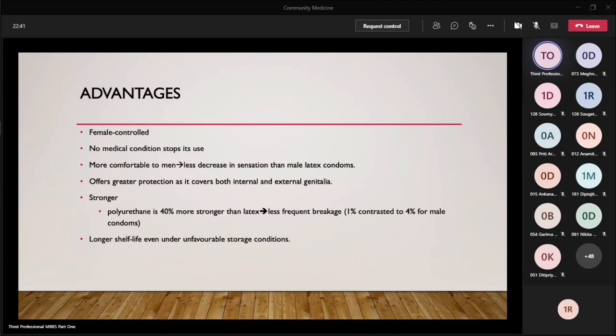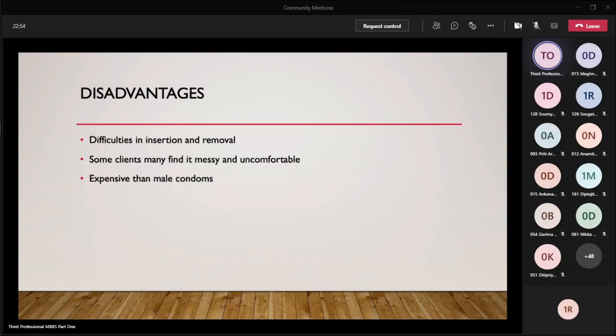So you remember when we were talking about male condoms, we said wear and tear issues are there. This is less applicable here. Disadvantages: some women may find it difficult to insert and remove. So clients might not always find it comfortable. Some people might find it messy, and it's also more expensive than the male counterpart.